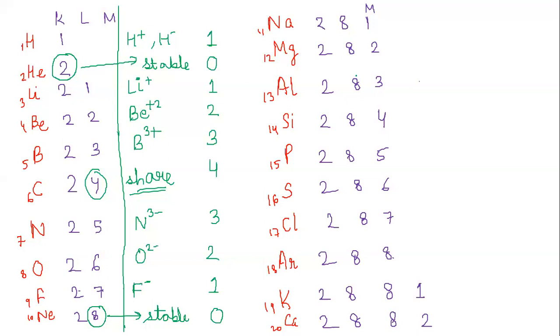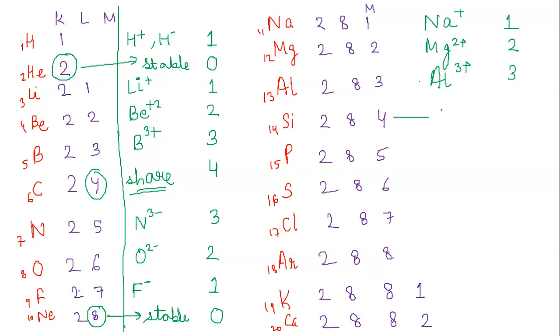Now see, sodium has 1 electron in the M shell, and the capacity of the M shell is again 8 electrons. So 7 electrons are difficult to gain. So it will lose 1 electron, it will form Na+, valency will be 1. Magnesium will form Mg2+, valency will be 2. Aluminium will form Al3+.